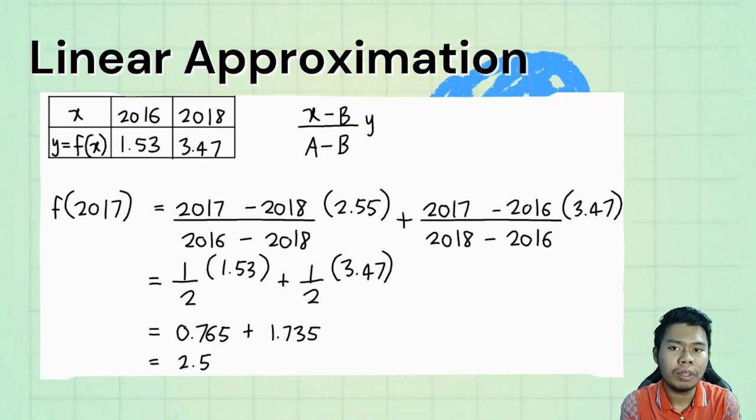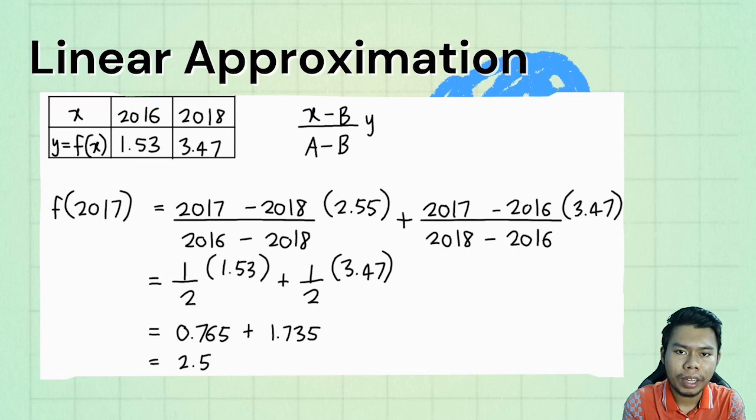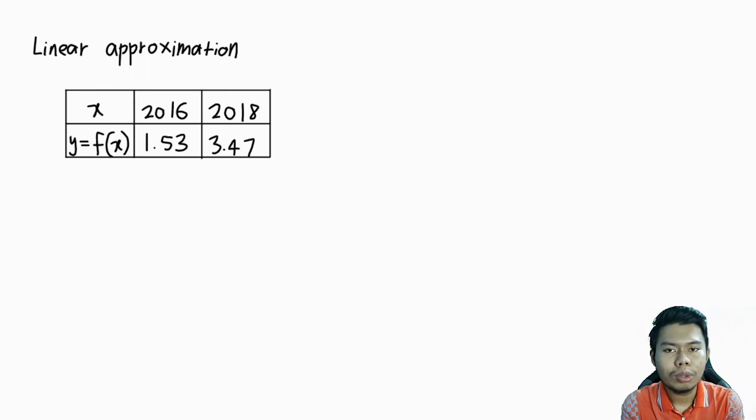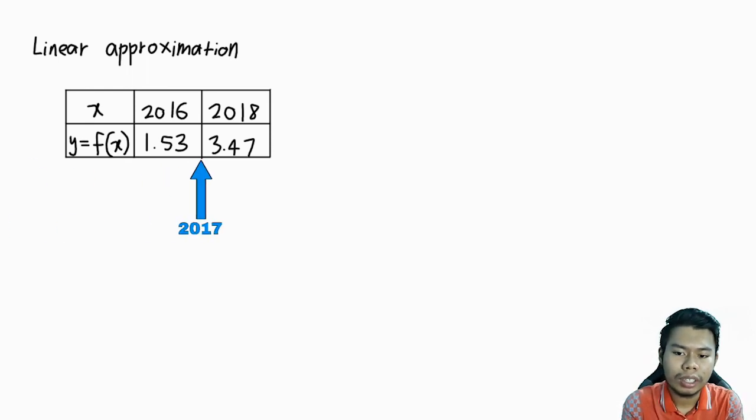I will explain the Lagrange interpolation method. This method has 3 ways to find the approximation. First, we use linear approximation. We want to find the renewable energy from wind in the year 2017. So we draw a table using 2016 and 2018, because 2017 is in the middle between 2016 and 2018.